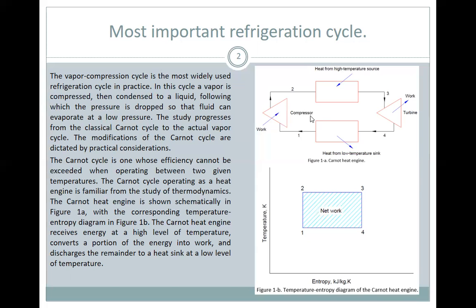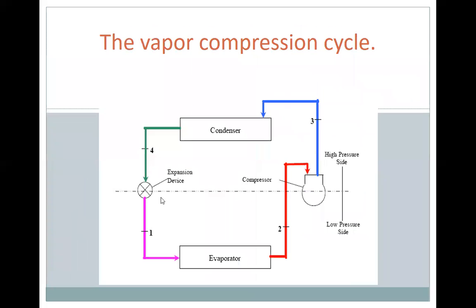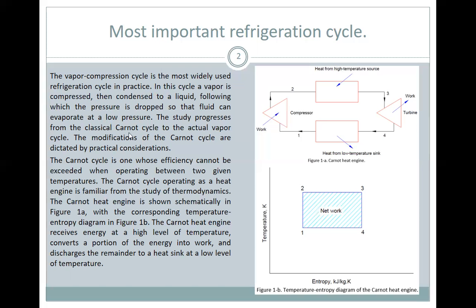So, ito yan. Nag-drop yung pressure niya, tapos mag-evaporate siya. Bakit low pressure? Kasi kailangan mas mababa ang saturation temperature niya, mas mababa sa room temperature. So, this study progresses from the classical Carnot cycle to the actual cycle. So, ito pag-aralan natin. The modifications of the Carnot cycle are dictated by practical consideration.